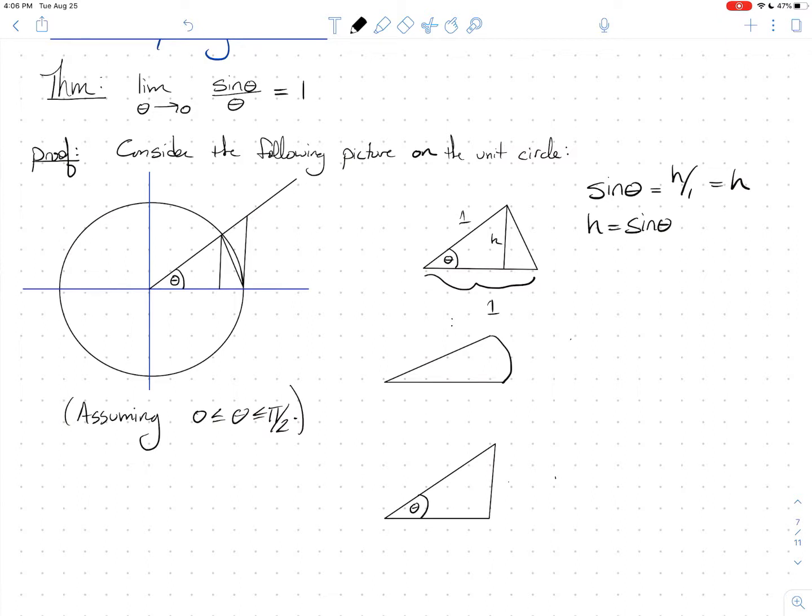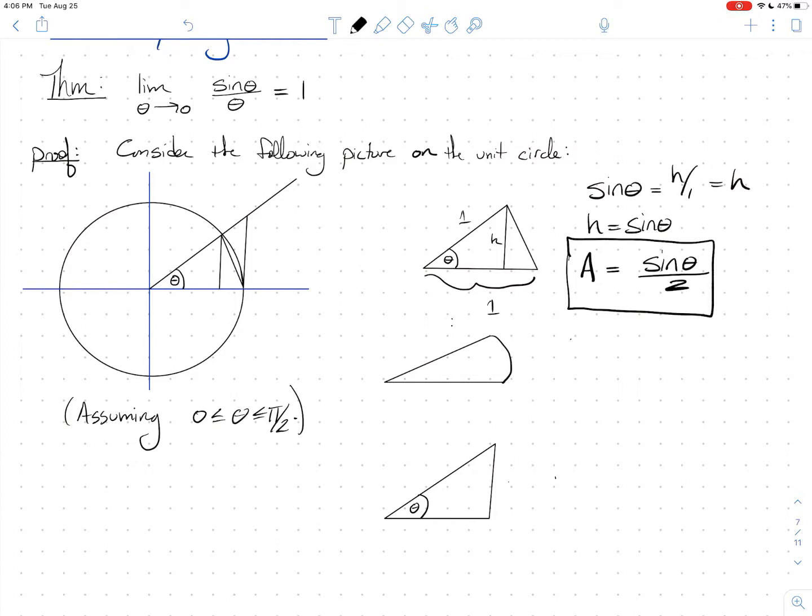And now I can write down the area. So the area of the little triangle that we're dealing with is 1/2. The base we know is length 1 because we're working on the unit circle. 1/2 times the base times the height. The height is sine theta. So I just get sine theta over 2. That wasn't so bad, was it? We got the area of that one.